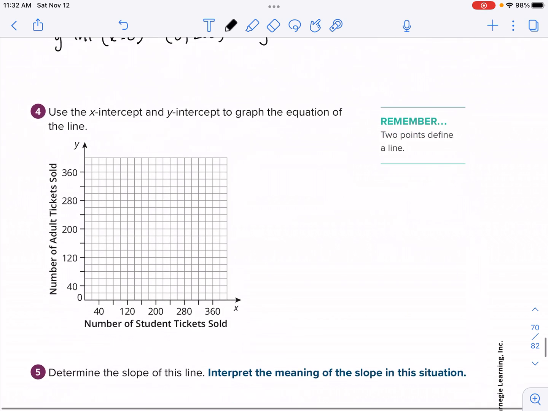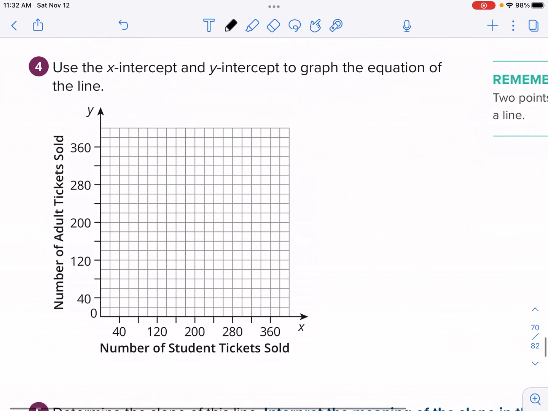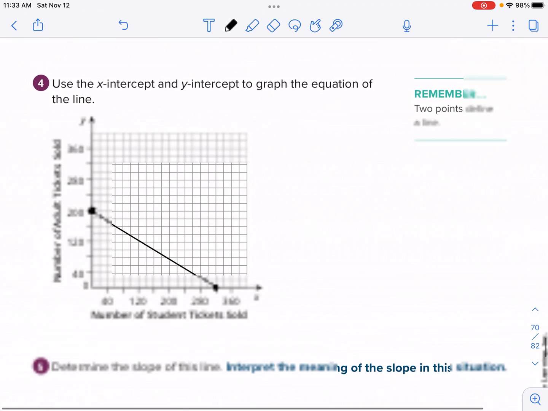So here, let's find the y-intercept. The y-intercept was 0, 200. 0, 200 is right here. And then the x-intercept is 320, 0. So that's right here. So you just need to connect those two dots, and this gives us the line that models this situation. Okay. Anyway, so that's pretty much it for that.